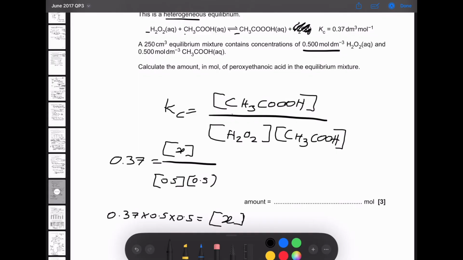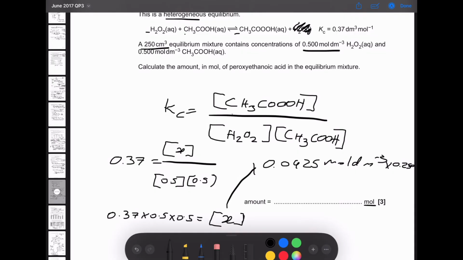So if we get our calculators, 0.37 times 0.5 times 0.5 gives us 0.0925. Now remember, this is the concentration, so this is moles per decimeters cubed. And then what do we need to do to get to just the number of moles? Well, we times it by the volume, which it tells us is 250 centimeters cubed, so 0.25, because we need to convert it from centimeters to decimeters.